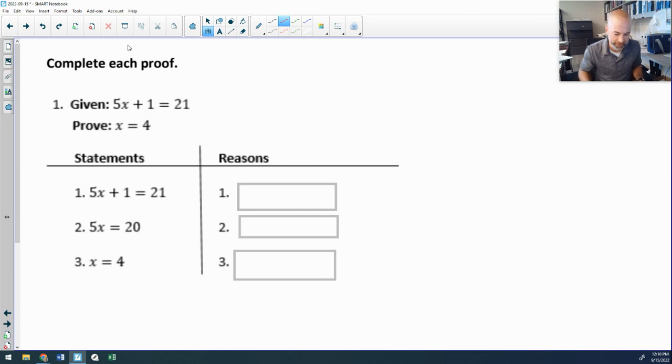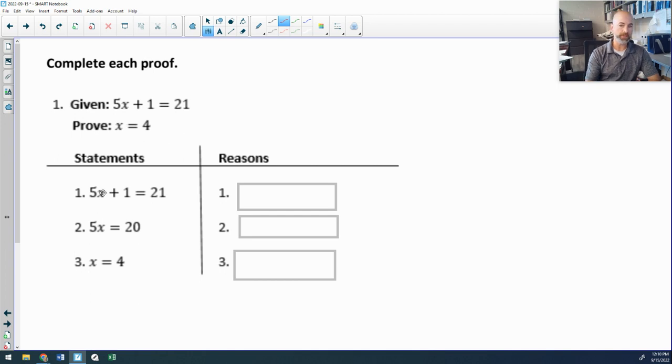The best way to learn math is to do actual examples and not just read definitions of things. And this is one that you've been doing for a long time. We've actually done a few of these already. An algebra proof: you are given the fact that 5x plus 1 is 21, and we're trying to prove that x equals 4. You're just solving an equation, and we have the answer.